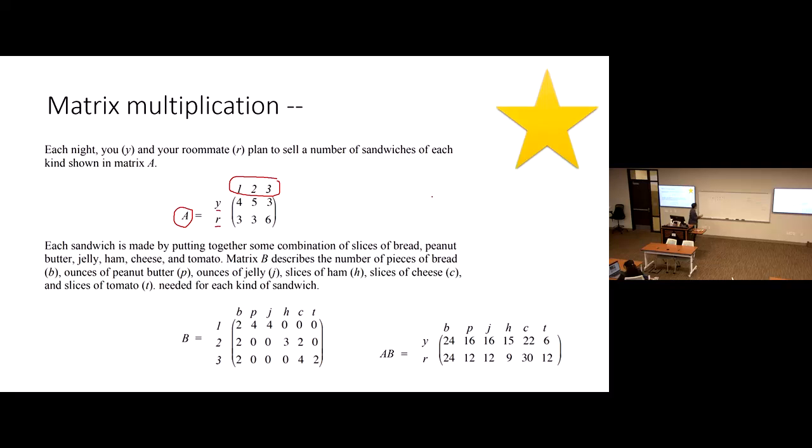And the B, so A has dimension 2 by 3. B has dimension 3 by 6. So the B is 3 rows, okay, 2, 2, 2, 4, 4.